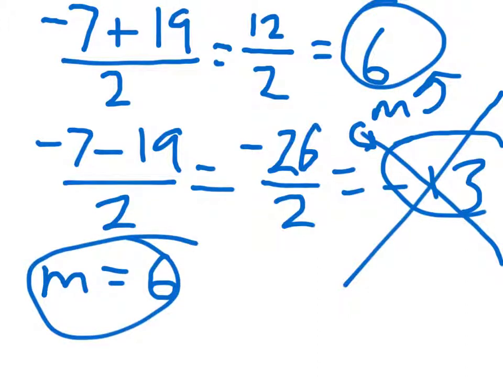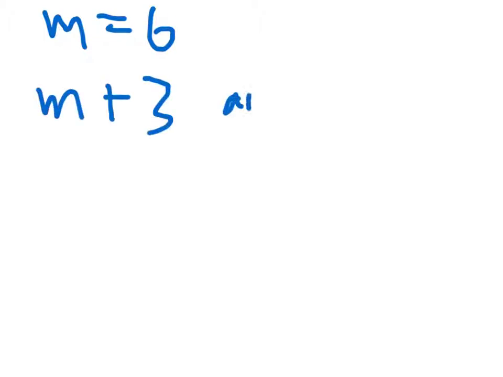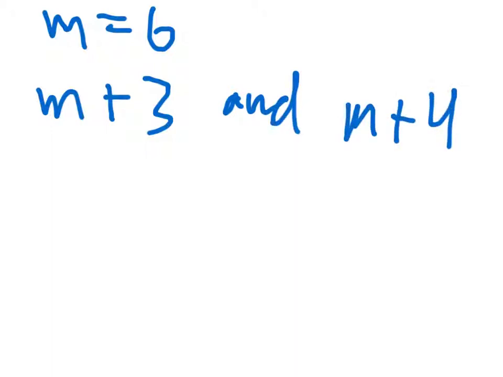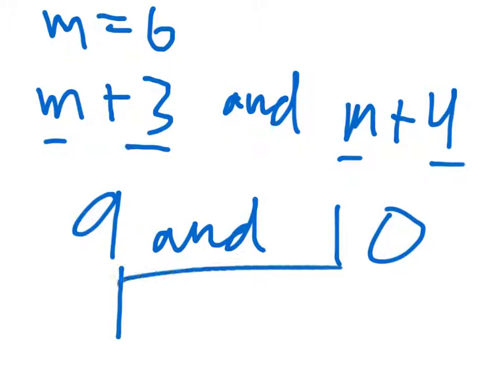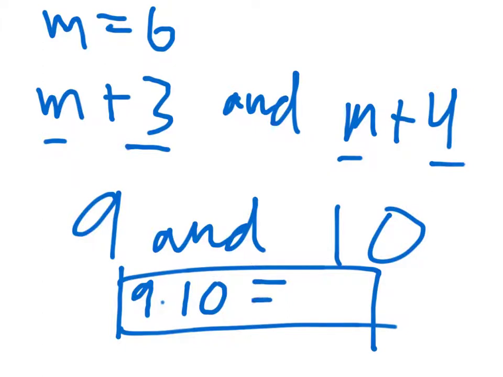Stay watching for the final step. So our final step will be, since m equals 6, we just need to name our dimensions. For both, our equations were m plus 3 and m plus 4. These are both our dimensions. We get 6 plus 3, which is 9, and 6 plus 4, which is 10. Remember, our final answer was 90 meters squared, so 9 times 10 equals 90.